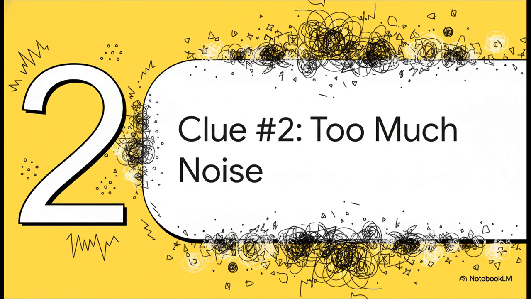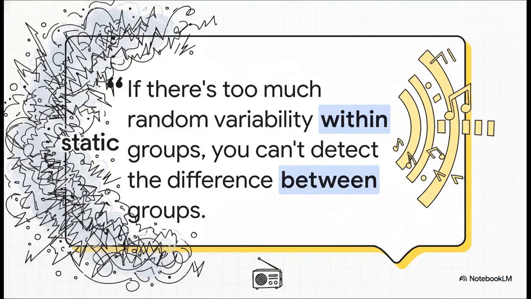Okay, but what if the signal was actually fine? That brings us to our second prime suspect in this case. What if the problem wasn't the music, but the static? Was the statistical noise just way too loud? This is the absolute heart of the matter. If there's too much random chaos, too much variability within each of your groups, it becomes impossible to see the clean, systematic difference you're looking for between them.